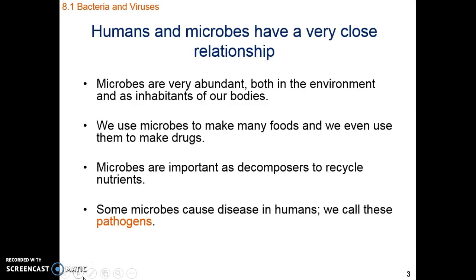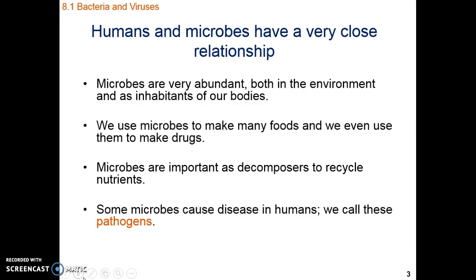Alright, so humans and microbes have a very close relationship. As I mentioned before, bacteria cells outnumber our human cells by quite a bit. We use microbes to help us make food, to degrade material in the environment. We wouldn't have life as we know it, or life at all, if it weren't for the bacteria in the microbes. So they are extremely important.